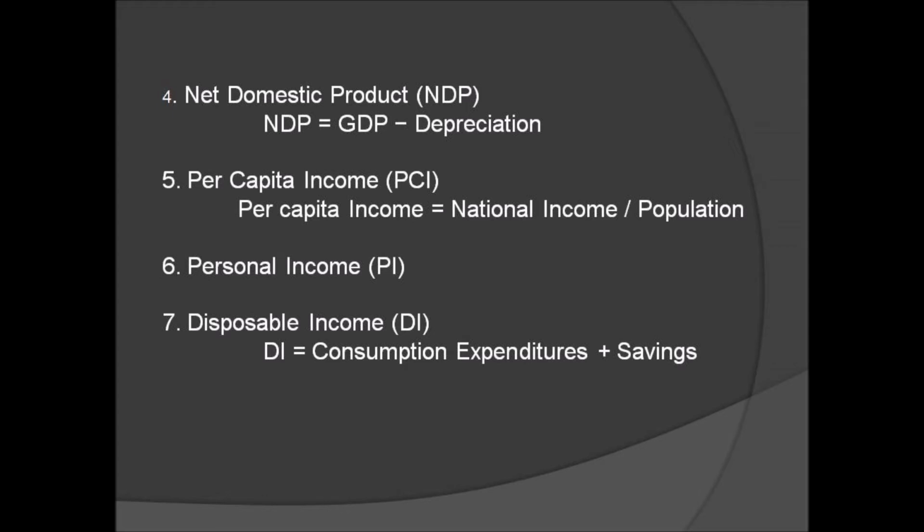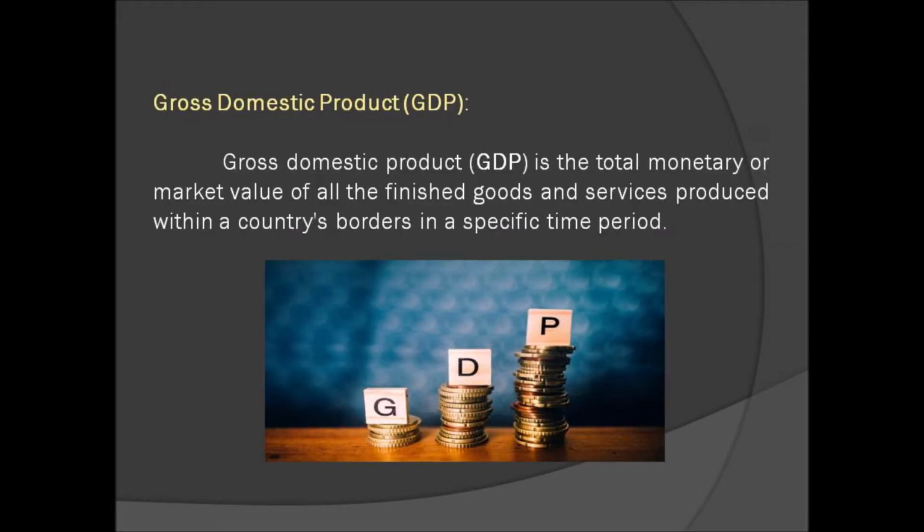Based on the consumption approach, the disposable income is equal to consumption expenditures plus savings. Gross domestic product, GDP. In order to calculate the GDP for a country, we have to consider these two factors.